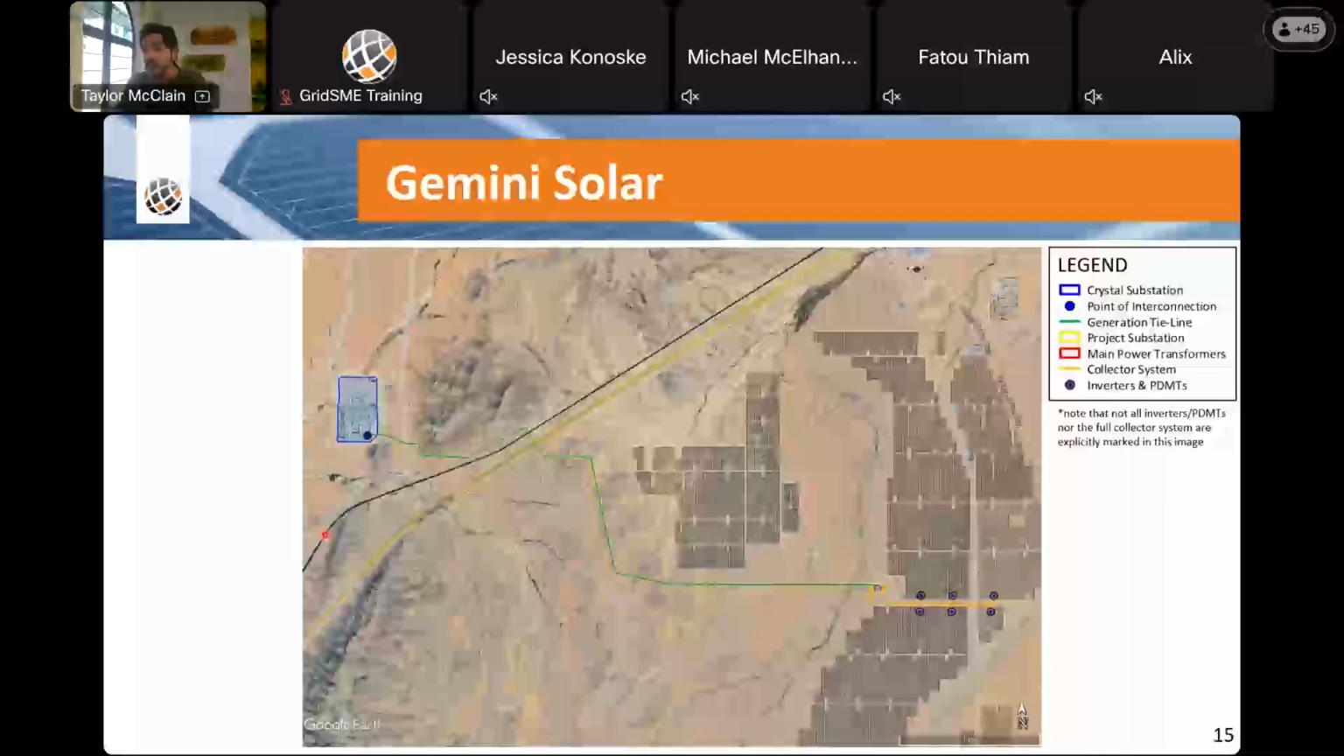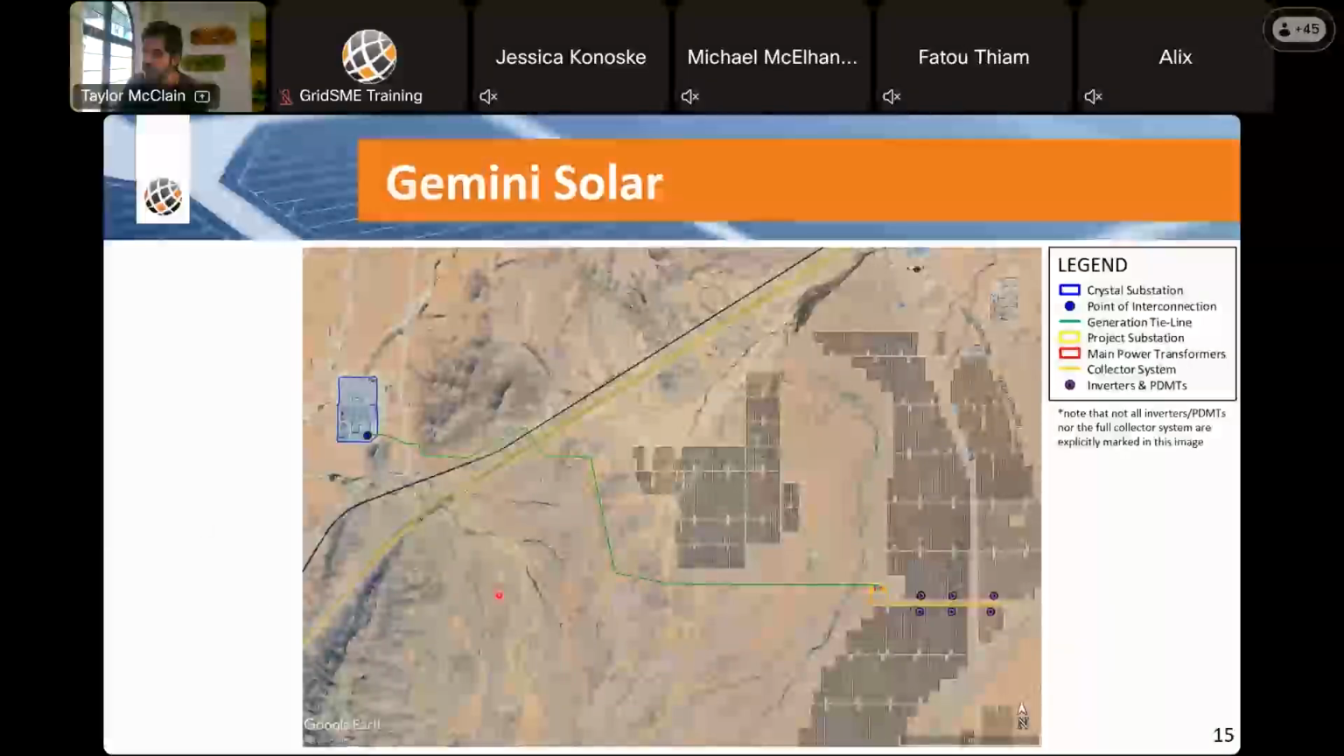So as discussed earlier, we have the POI, which is going to be this location here. This is actually where it is physically interconnecting to the substation. This blue line marks the actual outline of the substation. And then from your point of interconnection, you can see that this green line running all the way over here is the generation tie line. And that feeds into the project substation, which is the yellow square here.